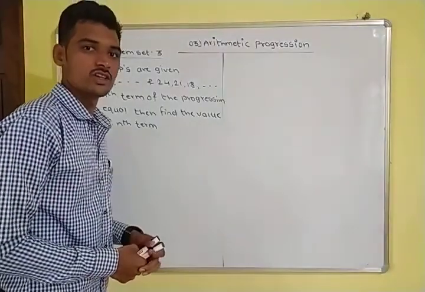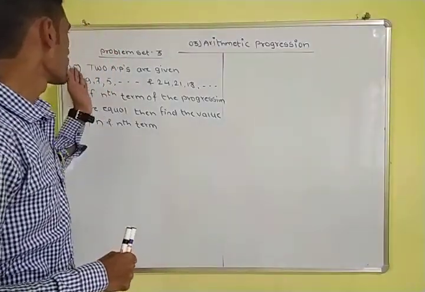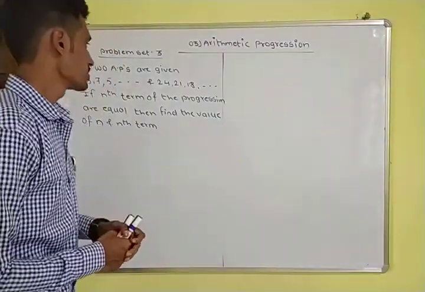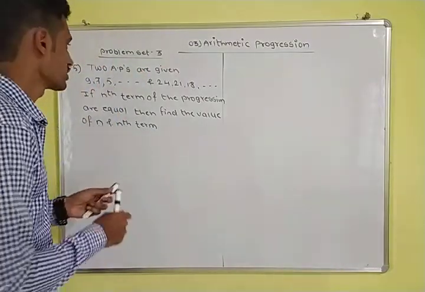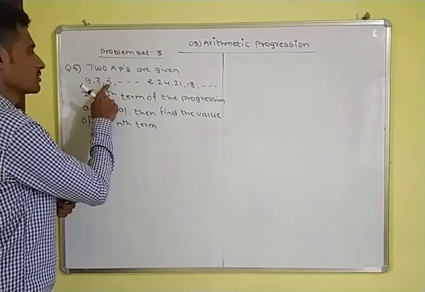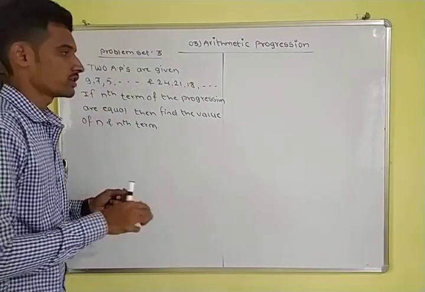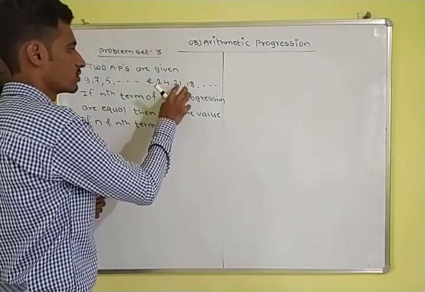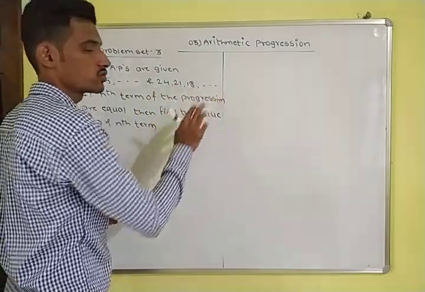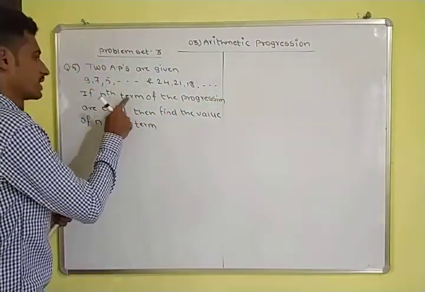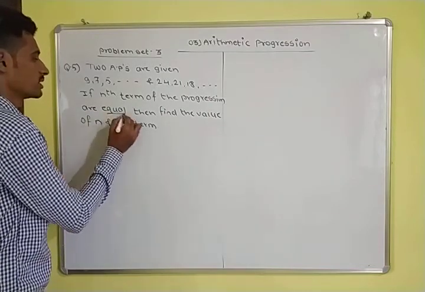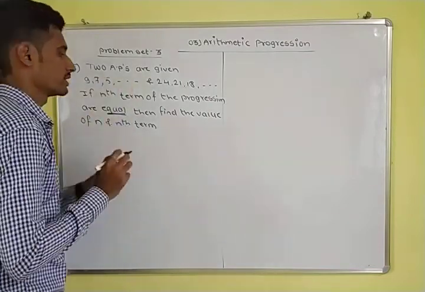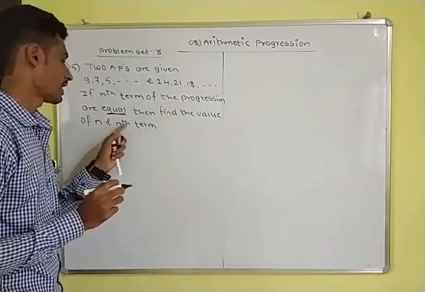Hello guys, today we are going to learn question number 5 of problem set number 3. The question is: two arithmetic progressions are given. The first arithmetic progression is 9, 7, 5 and so on, and the second arithmetic progression is 24, 21, 18 and so on. If the nth terms of both arithmetic progressions are equal, then find the value of n and the nth term.